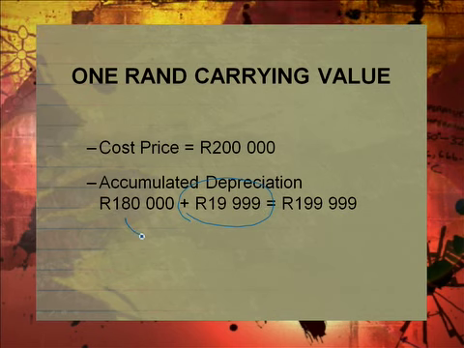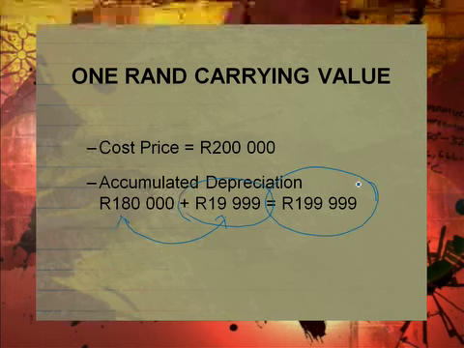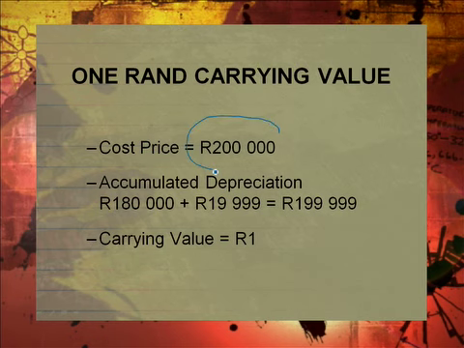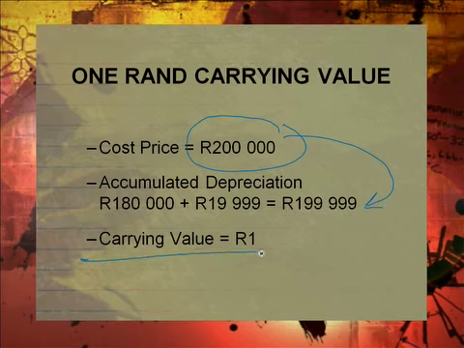If I now add the 180 plus the 19,999 Rand, I'm now left with an accumulated depreciation of 199,999 Rand. Got that? Brilliant. And there, wow, what do we have? Watch. A cost price of 200,000 minus an accumulated of 199,999 Rand, therefore giving me a carrying value of 1 Rand.